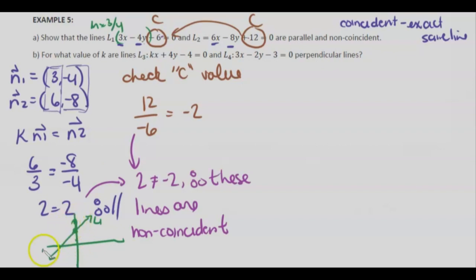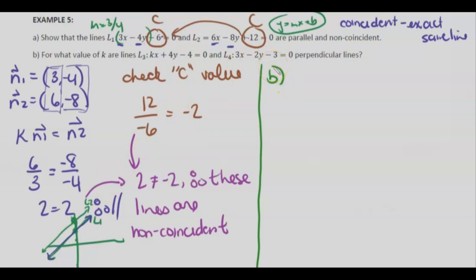So say we have 2 lines. That's L2. We want to ensure that they're going through different y-intercepts. All I was doing is rearranging this into y equals mx plus b form in my head, just so that I can quickly sketch this. But if these C values had the same ratios as the normals, then they'd actually be coincident, which means one line would lie on top of the other line. But in this case, that's not the case. They are non-coincident. They're not the same line.